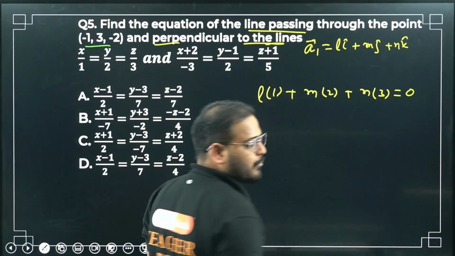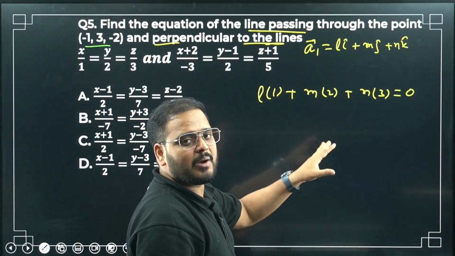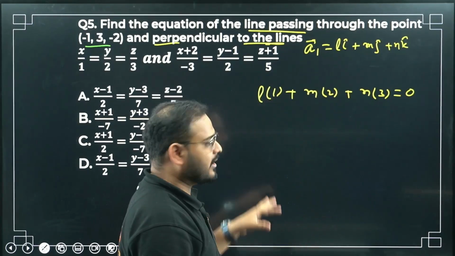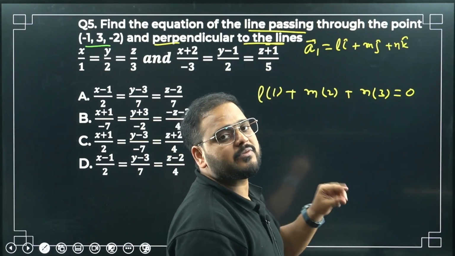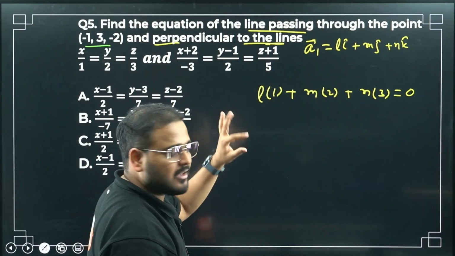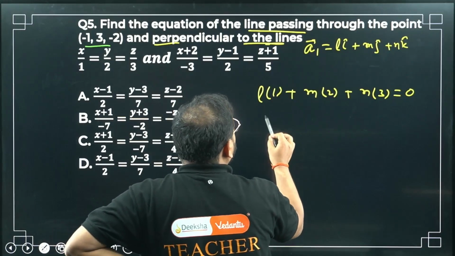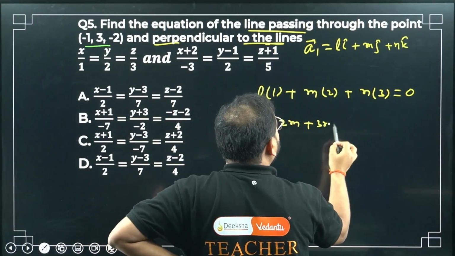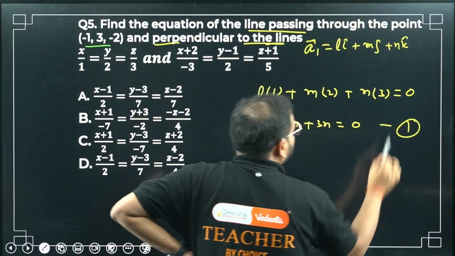Sir, which property, sir? L1, M1, L2, M2, L3, M3, or A1, A2, B1, B2, C1, C2, that property equal to 0, for the perpendicular lines, correct? So from here, the equation I'm getting is L plus 2M plus 3N equals 0. This is equation number 1, very important.